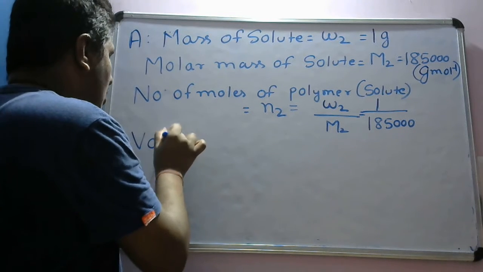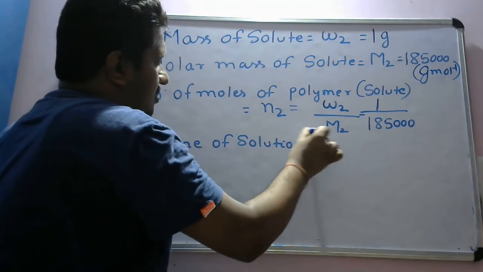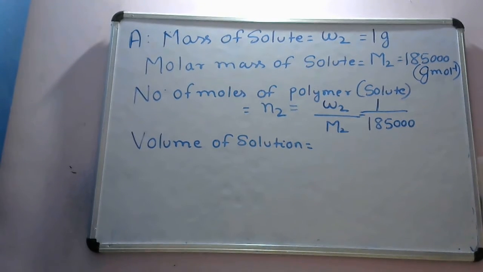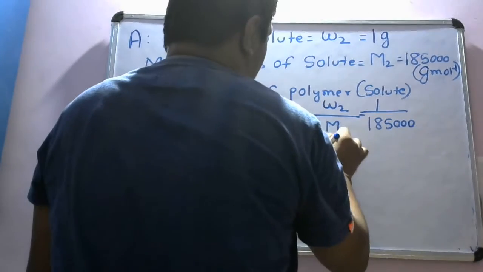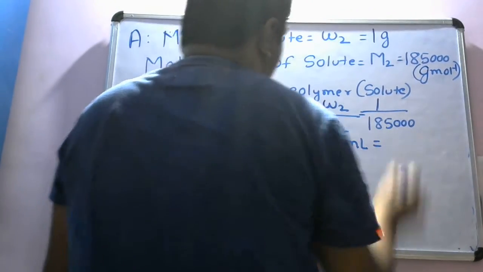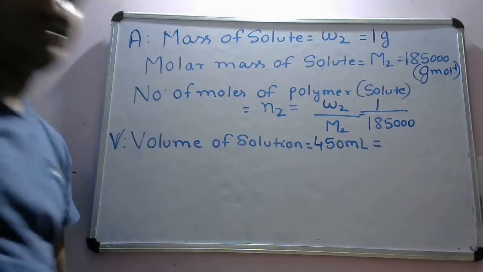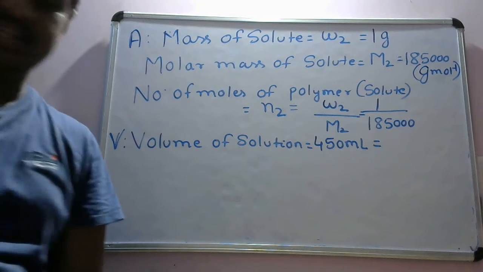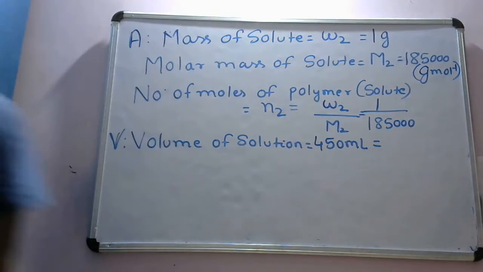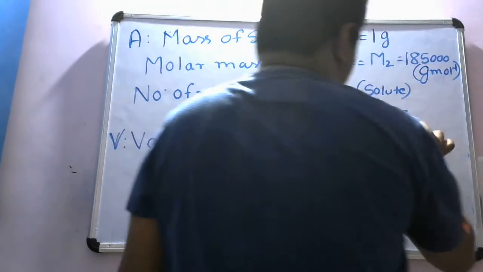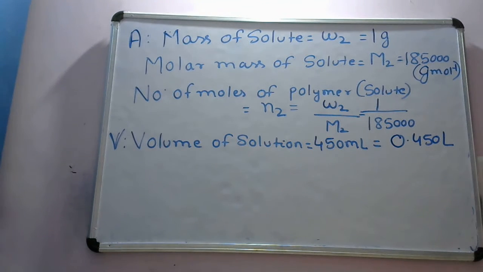Now the volume of solution is given to us, that is 450 milliliter. Let us give the symbol capital V. The volume of solution is 450 milliliter. We need to convert it into liters. To convert milliliter into liter, you divide by 1000, so you will get 0.450 liter.